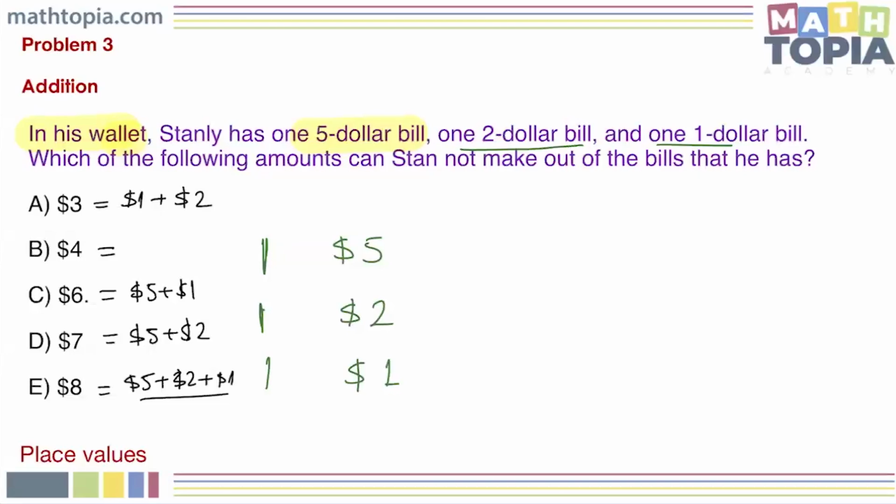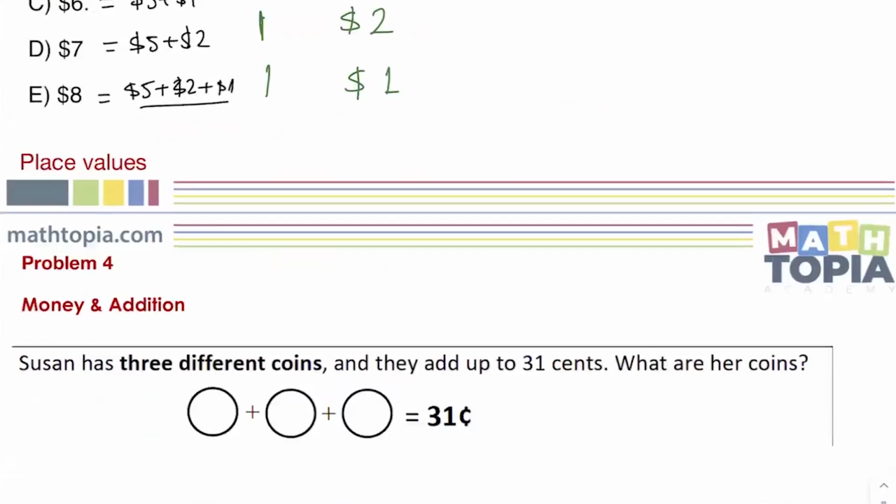What about 4? No. Okay. That is, 4 is impossible to have because of 1. That's good. We got this one so far.